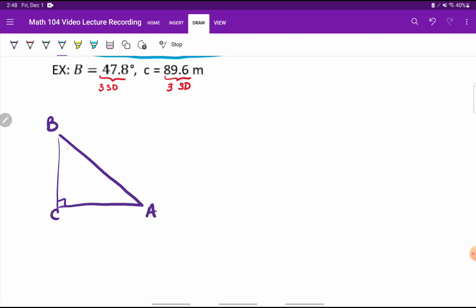Labeling my triangle. My angle here is 47.8. My side C is 89.6. We can easily find our angle A because they all have to add up to 180 degrees. So the measure of angle A is 180 minus 90 minus 47.8, which is 42.2 degrees.